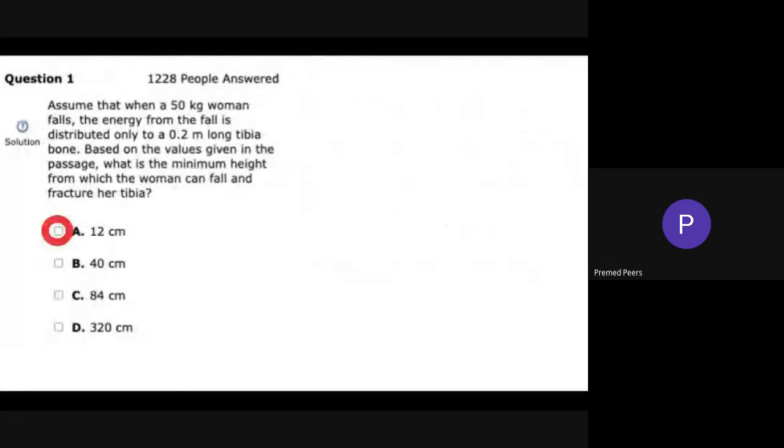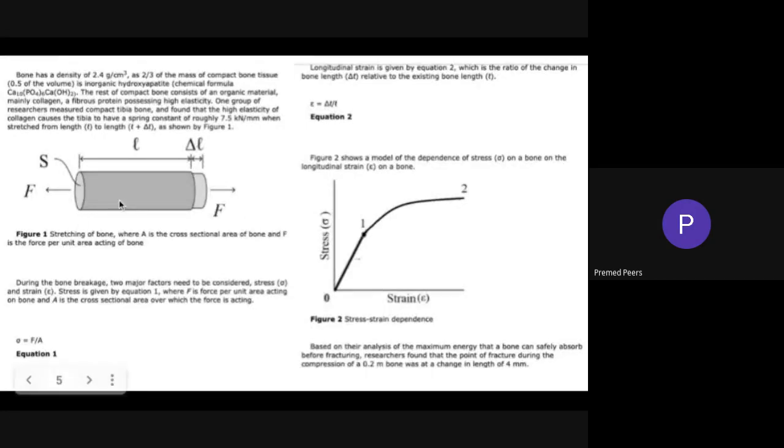The way you understand that is by reading the passage, where it says that stress is force per unit area, and strain is change in bone length. So it's making those connections between Hooke's law and these new variables that they give you, but they are very related to what the Hooke's law variables are, if you just slow down and read the relation of these two things to Hooke's law variables.